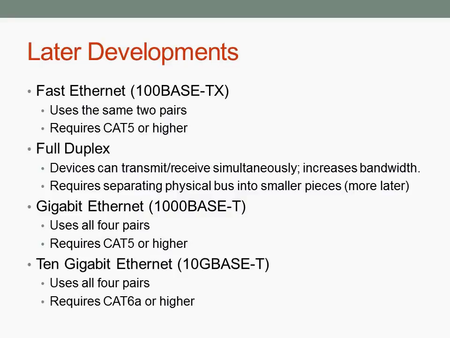Finally, we have 10 gigabit Ethernet, which basically takes gigabit Ethernet and raises the frequency. So again, with that raise in frequency, we have a raise in the category rating for the cable. In this case, we need Cat6A or higher.